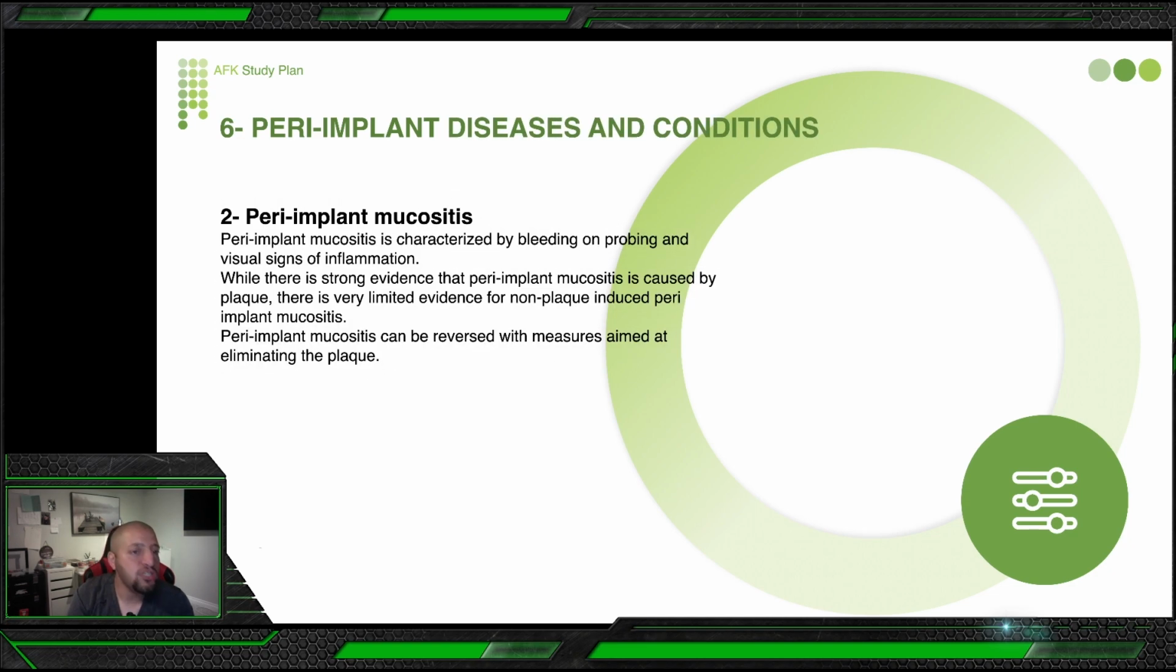And here is the definition. Peri-implant mucositis is characterized by bleeding on probing and visual signs of inflammation. While there is strong evidence that peri-implant mucositis is caused by plaque, there is very limited evidence for non-plaque-induced peri-implant mucositis, not very evident, not strong evidence about it. Peri-implant mucositis can be reversed with measures aimed at eliminating the plaque.